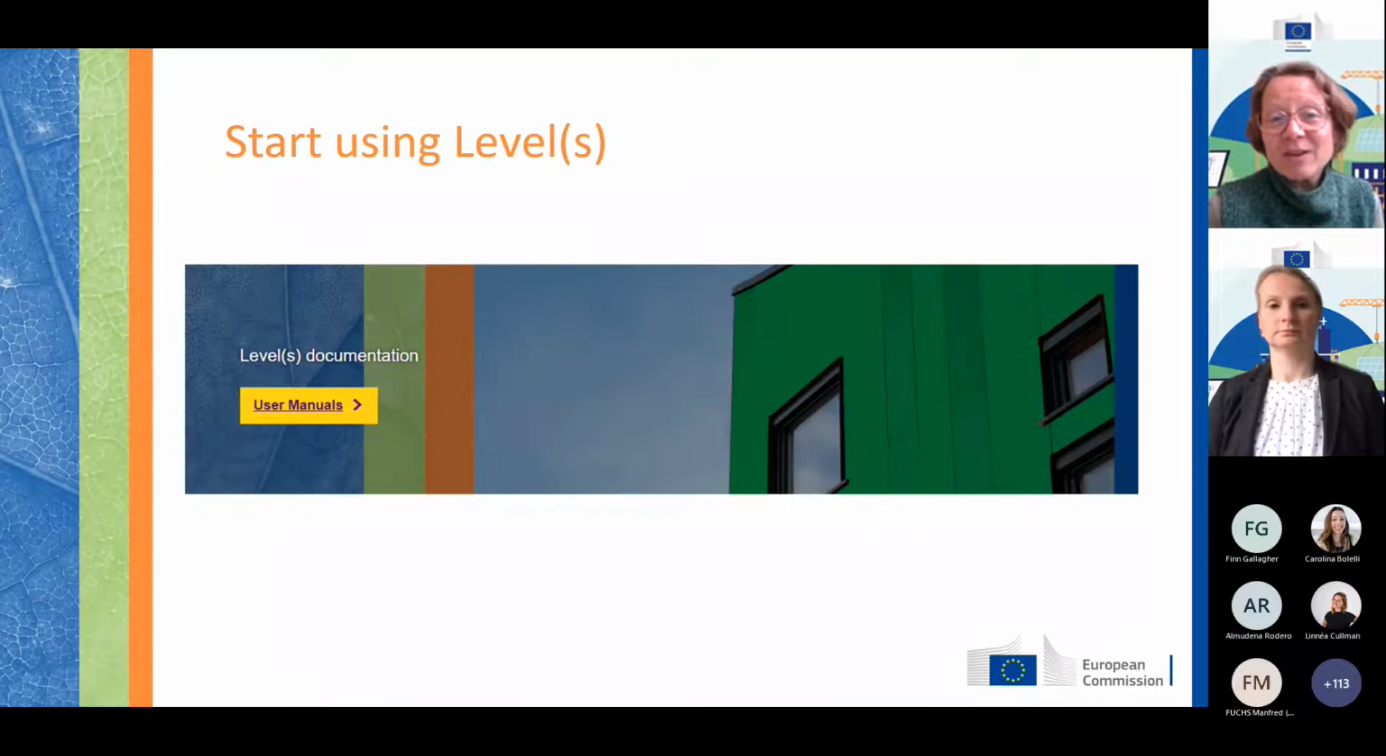The user manuals can also be found, as I said, at the Levels website. You find this under Start Using Levels, and there you get a wealth of information once you click on the User Manuals tab. And I think that's it, but let me know if there's anything else I should say with the next slide.